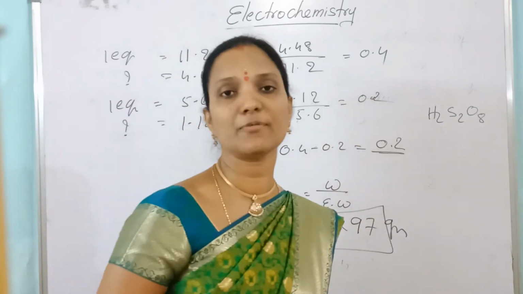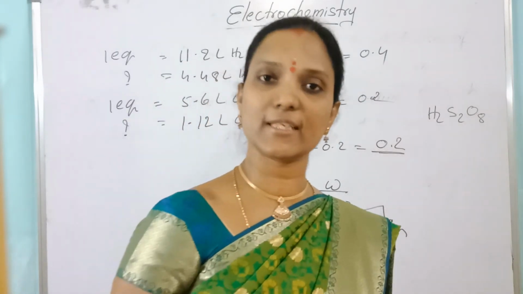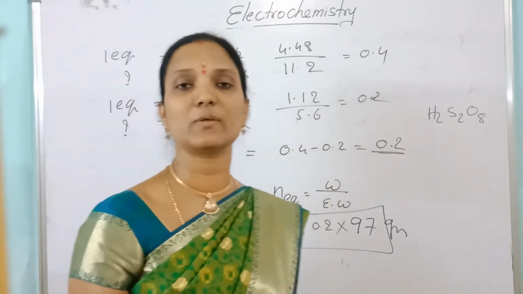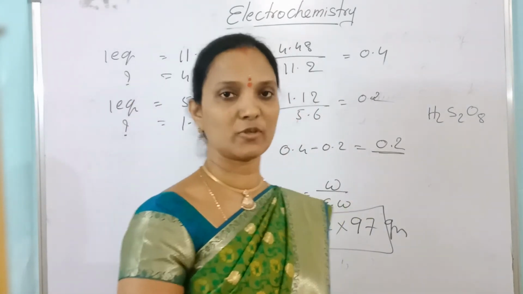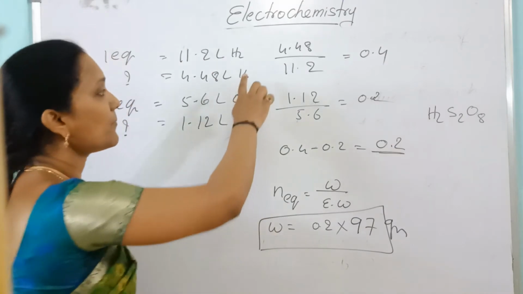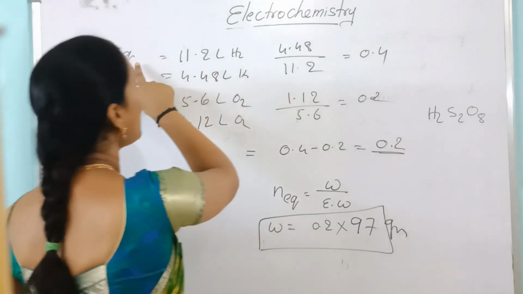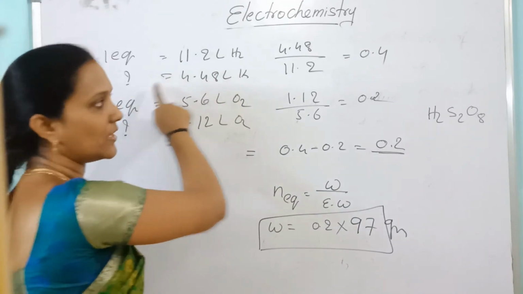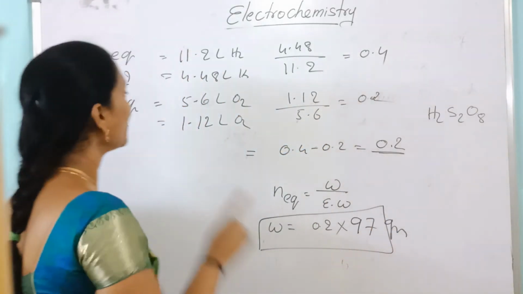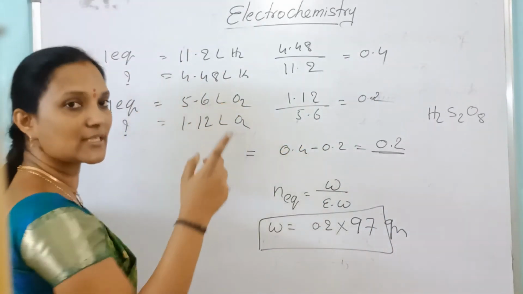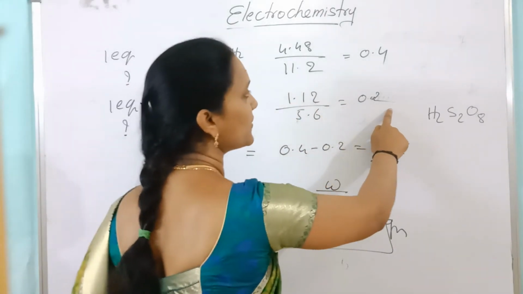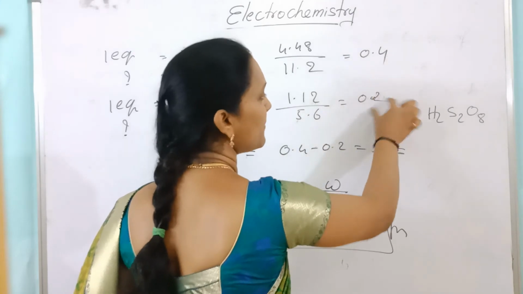Okay. So what we should do, just one point here: during this process, the number of equivalents of hydrogen is equal to the number of equivalents of oxygen plus the number of equivalents of Marshall acid produced. So first find the number of equivalents of hydrogen. One equivalent is 11.2 liters, so 4.48 liters, how many equivalents? 0.4 we are getting. And one equivalent is 5.6 liters of oxygen. 1.12 liters means how many? 0.2 equivalents.